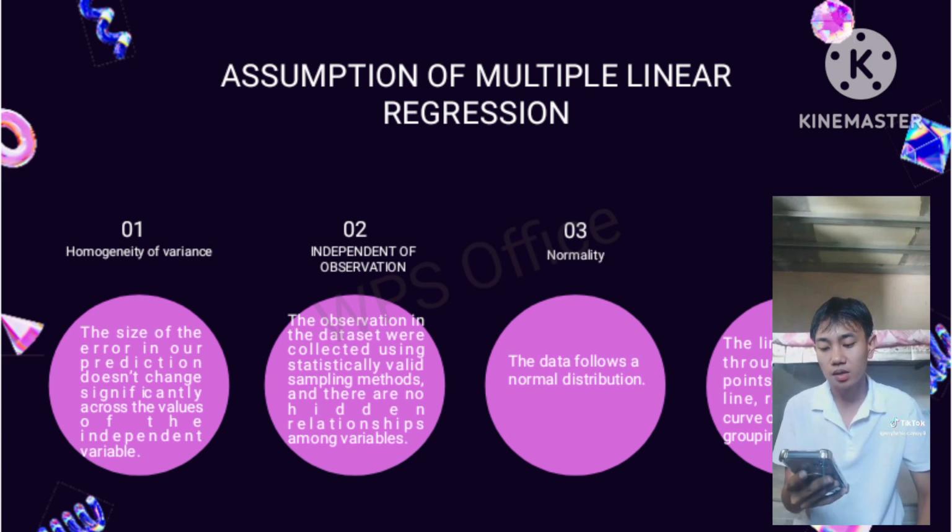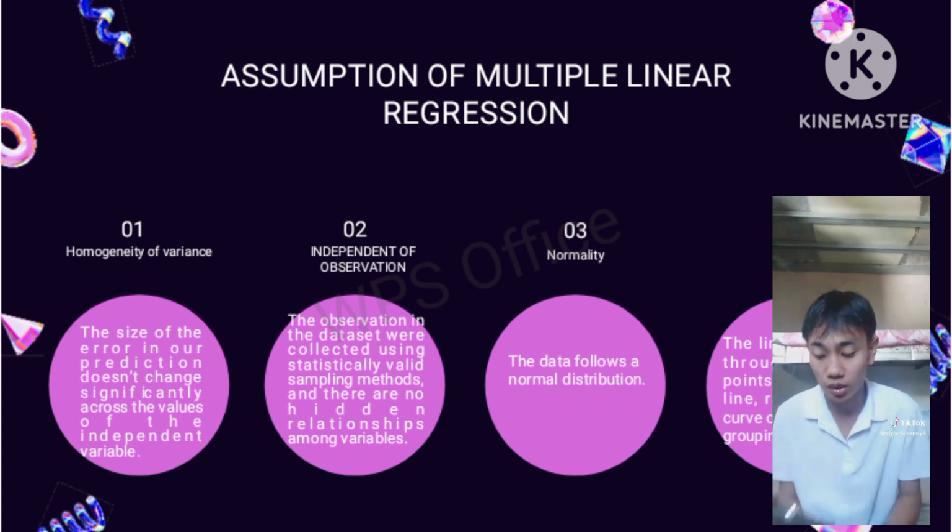Okay, pag sinabi nating homogeneity of variance, tinatawag din natin 'tong homoscedasticity, ibig sabihin pag yung value ng dependent variable ay pare-pareho or halos magkapantay sa iba't ibang grupo ng independent variable. Ito rin ay mahalagang kondisyon para sa maraming statistical test tulad ng ANOVA at regression. Kapag hindi ito natupad, tinatawag natin 'tong heteroscedasticity na maaaring magdulot ng maling resulta sa pagsuri.